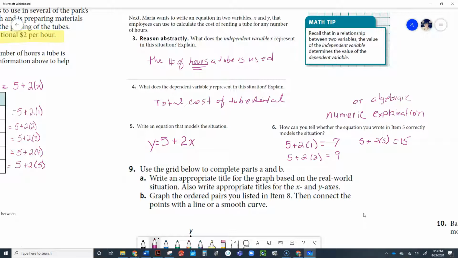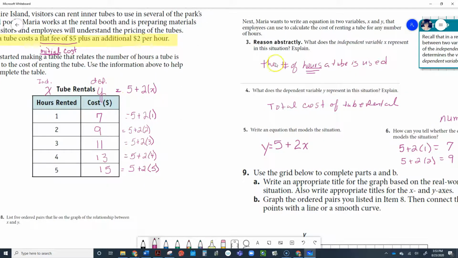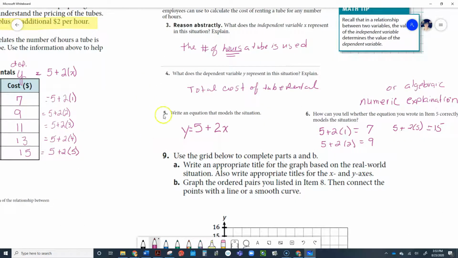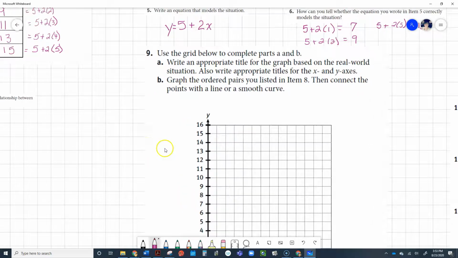Okay. It says use the grid below, and again I'm modeling this because each one of these things is going to be what you're asked to do on your practice. You're going to be asked to define the variables. You're going to be asked to fill in a table. You're going to be asked to write an equation. You're going to be asked to do all these things. So I'm modeling exactly what it is you're going to be asked to do.